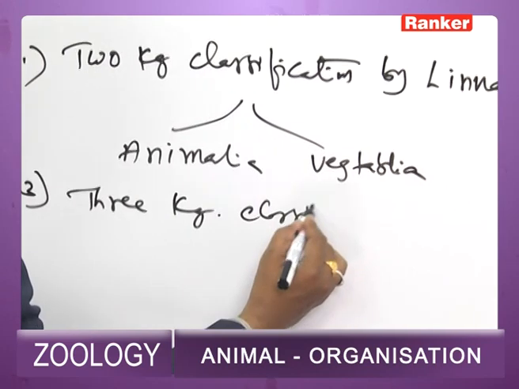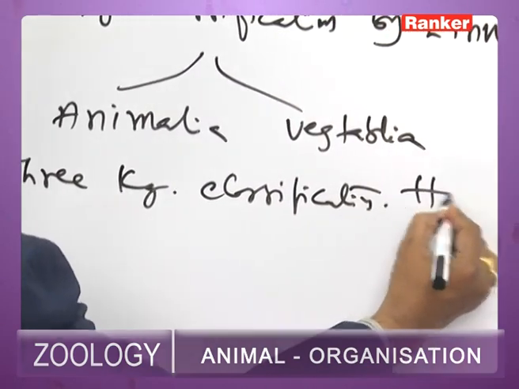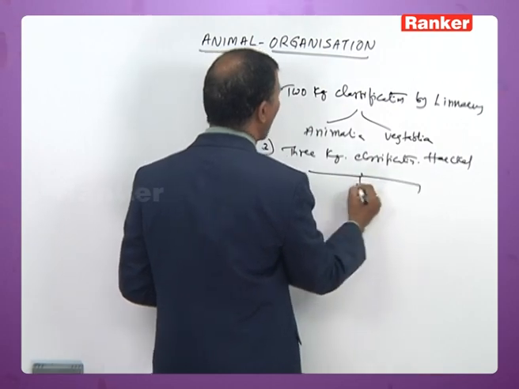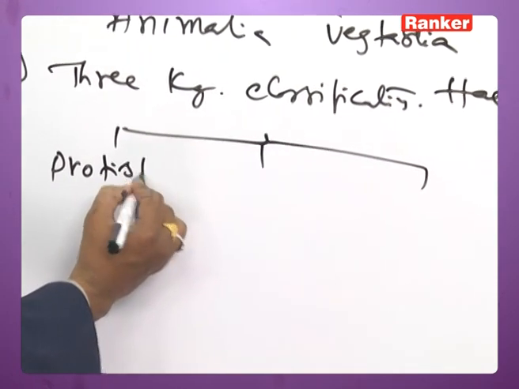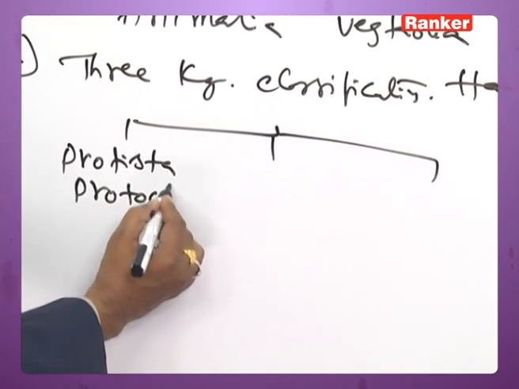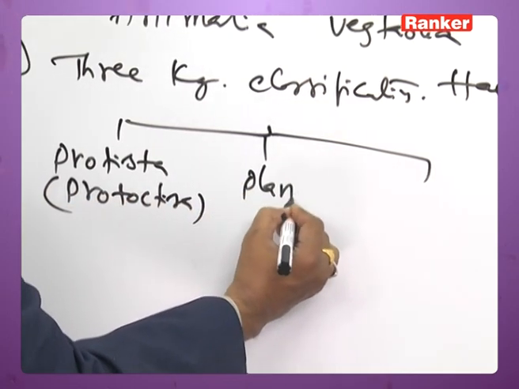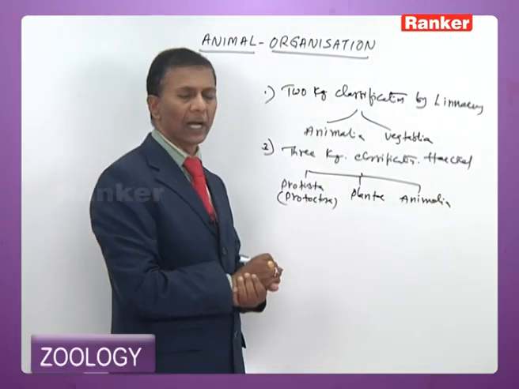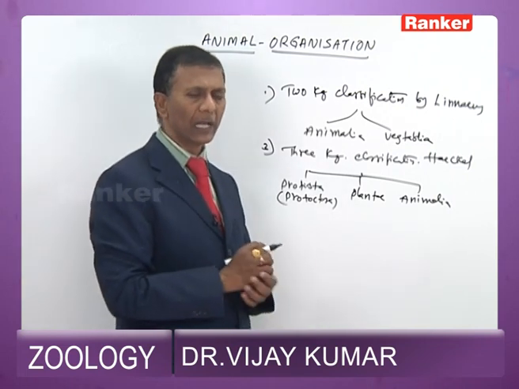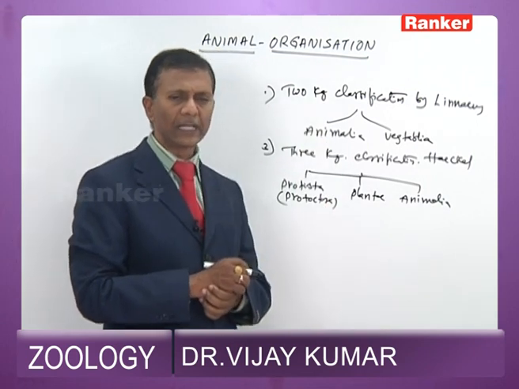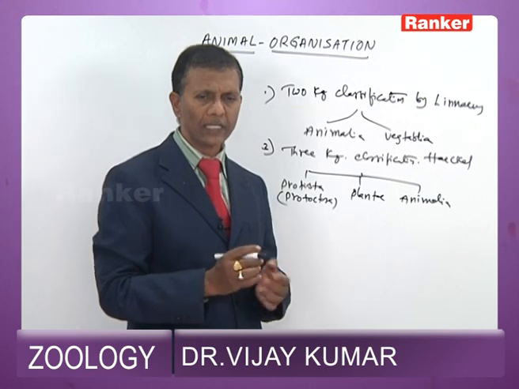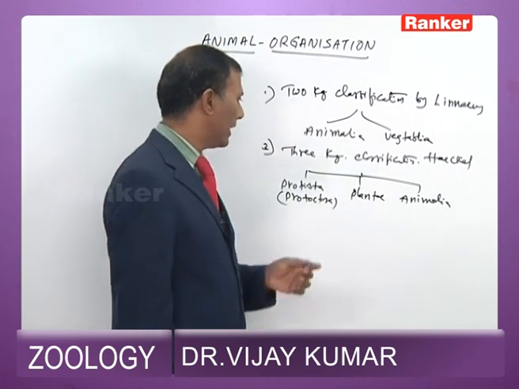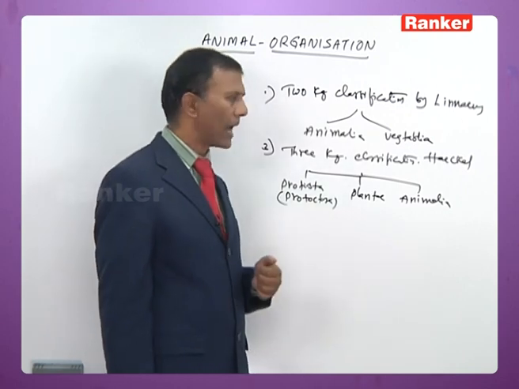Three kingdom classification was put forth by Ernst Haeckel. He divided the organisms into three groups: Protista or Protoctista, then Plantae, then Animalia. He placed all the unicellular organisms under Protista. Then with the discovery of the bacteria, scientists found the importance of Monera also as a separate kingdom. So, two kingdom classification was put forth by Linnaeus. Three kingdom classification was put forth by Haeckel, where he divided the organisms into Protista or Protoctista, Plantae and Animalia.